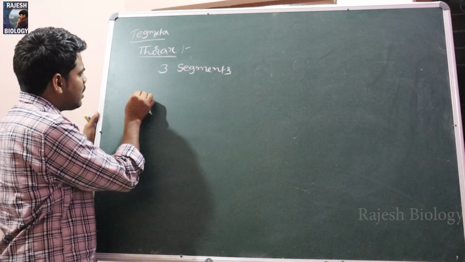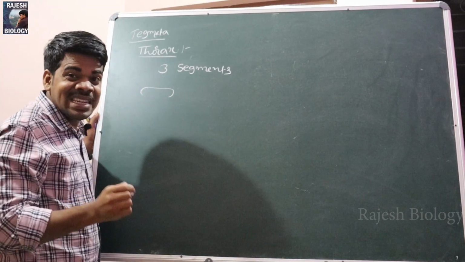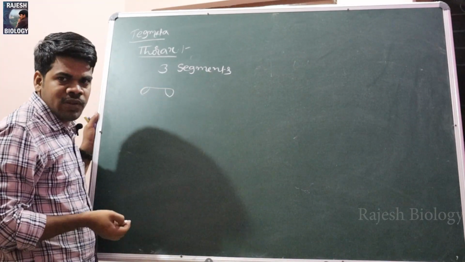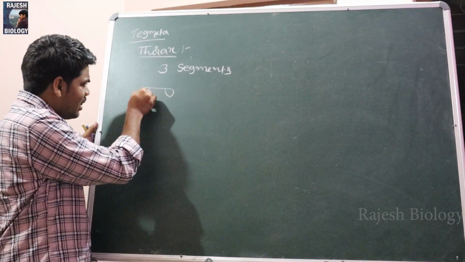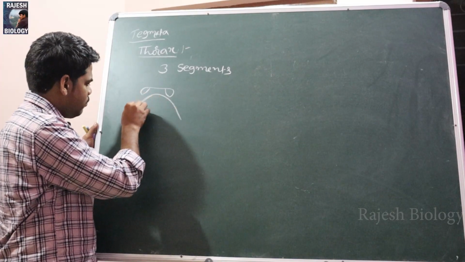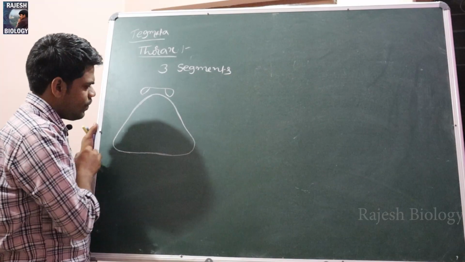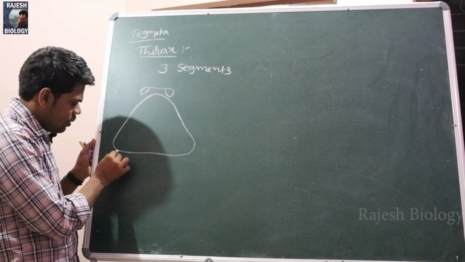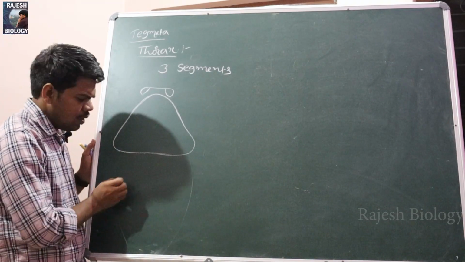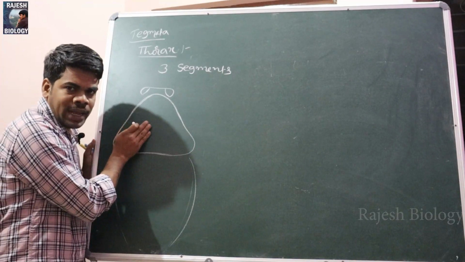For example, the cockroach head is made by 6 embryonic segments. We already completed that, right? The next tagma is the thorax. This is the thorax, and the next tagma is the abdomen. We will discuss the abdomen in the next class. But now we are going to discuss this thorax.